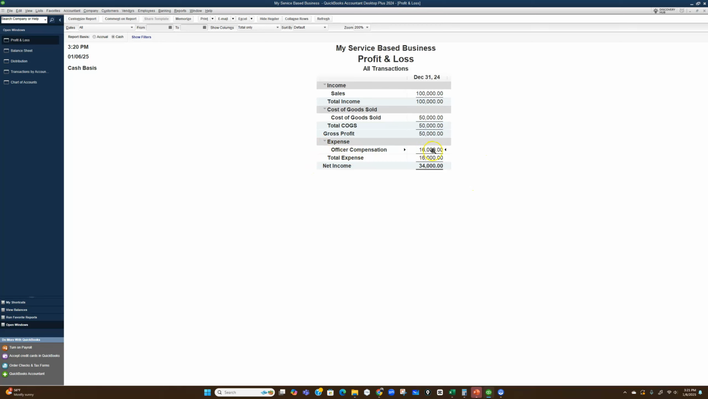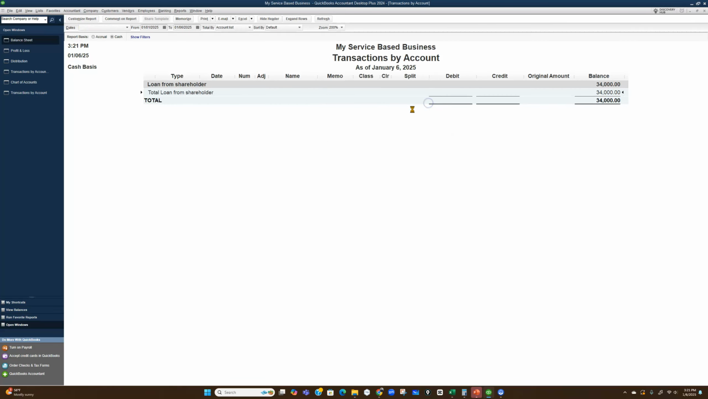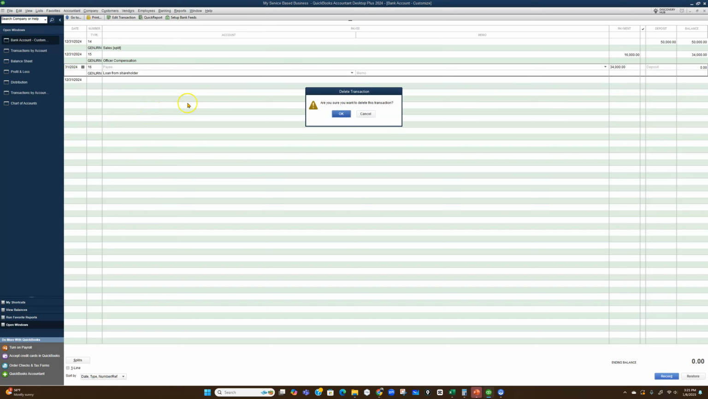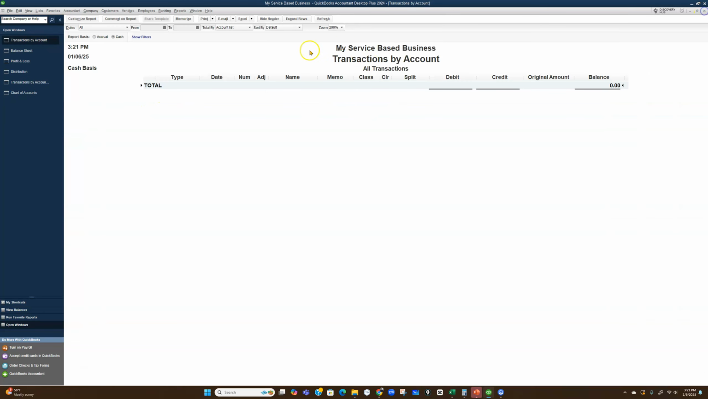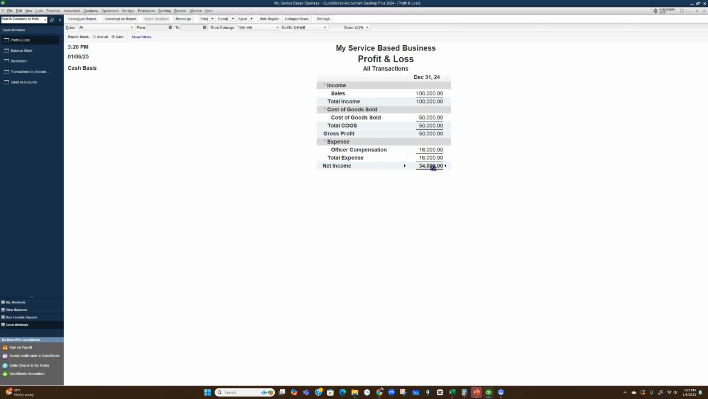So in a C corp, you still should have the officer compensation because you're working for the business. But where it gets a little bit sticky, we're going to delete that out. Just now we're back. We have 34,000 cash. We have our profit, 34,000, which is coming from our profit and loss statement.